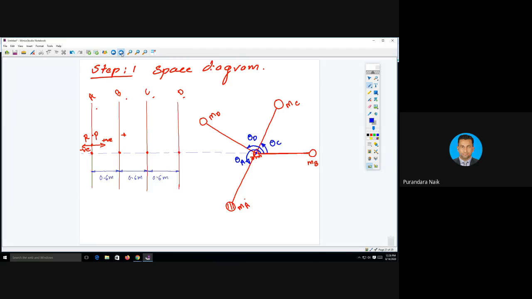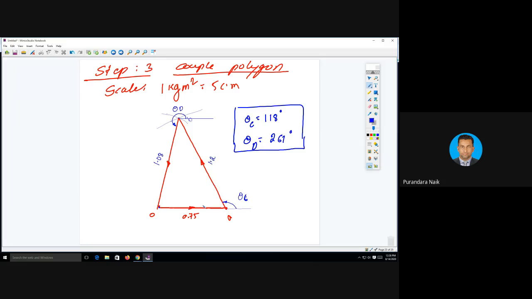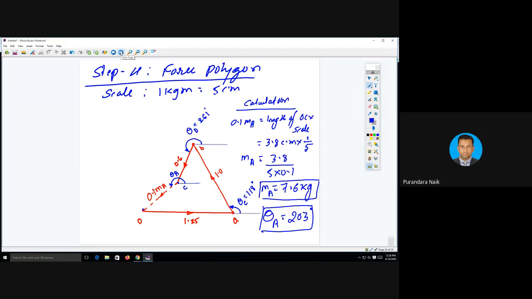You need to take the distance from the reference plane. We'll get a couple where one term will be 0 and three terms will be known. So you can draw the couple polygon. It's a triangle, and we'll get theta C and theta D in this polygon. The same data will be used for the force polygon, which you can draw with a proper scale, 1 kg meter is equal to 5 centimeter. Find the value of MA and theta A from the couple polygon. Thank you.